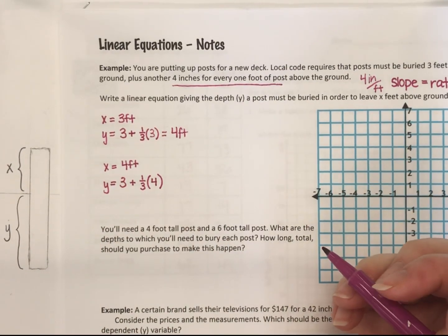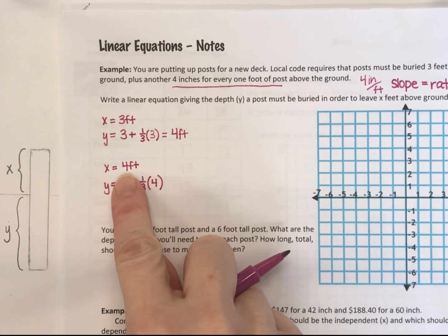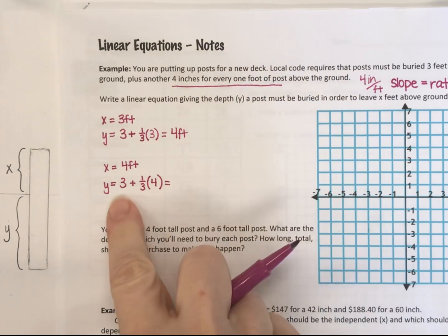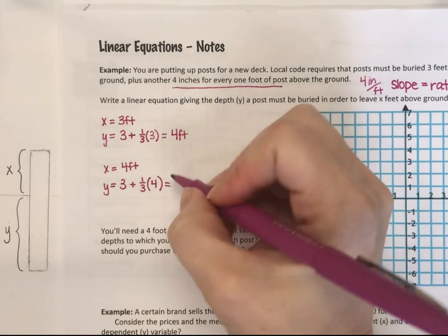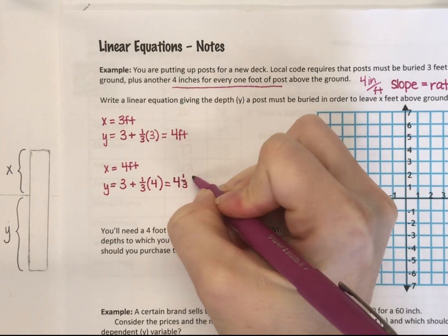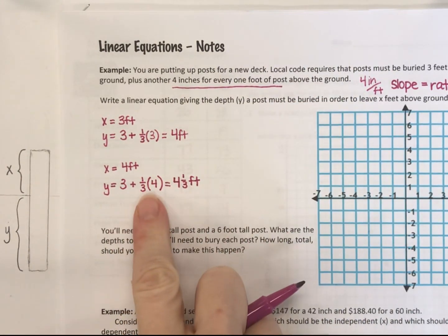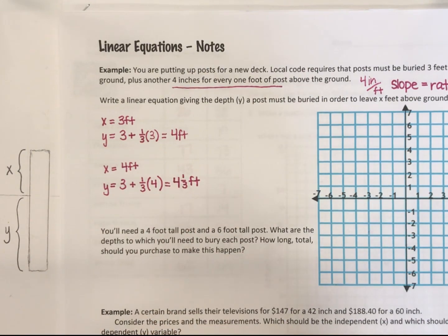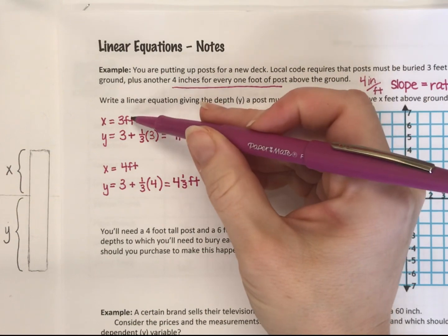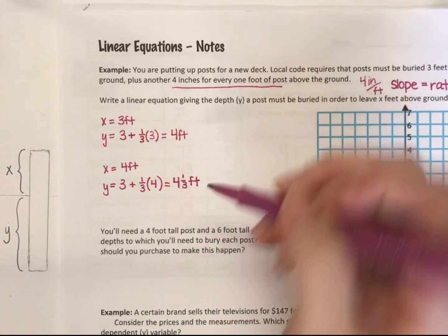And if we were still thinking in inches, 4 inches for each of those feet, that would be an extra 16 inches. 3 plus 1 1/3, that would be 4 1/3, yeah? So it'd be the 3 feet plus another 16 inches would be 4 1/3 of a foot. And like I said, the more post sticking up above the ground, the deeper you want to bury it.